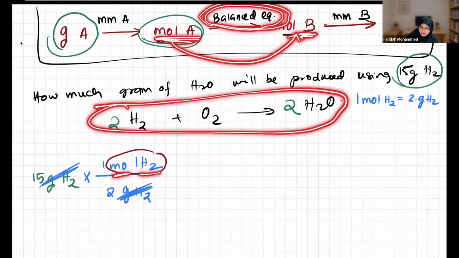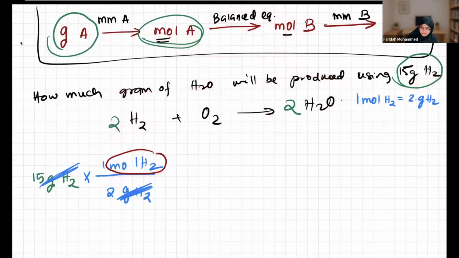What is your B? What is the question asking you to find? Water. So your B is water. What is your A? What did the question give you? Hydrogen. So your A is hydrogen, your B is water. Okay, this is your A, this is your B.